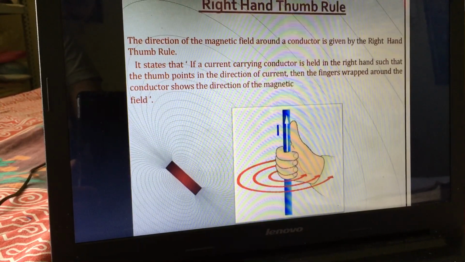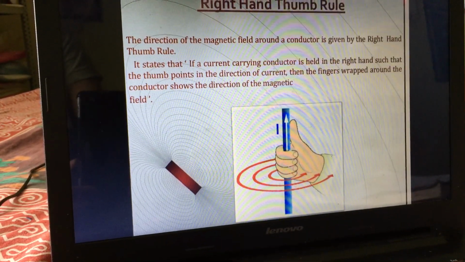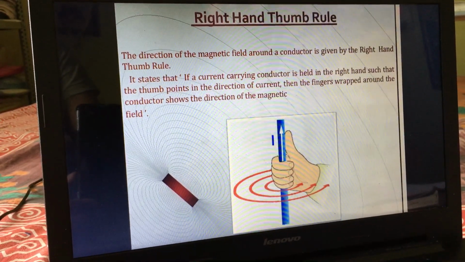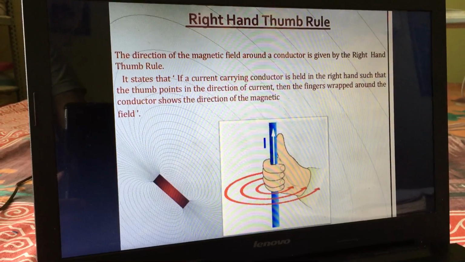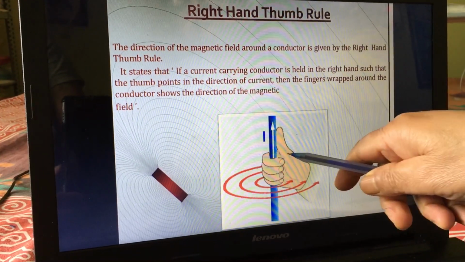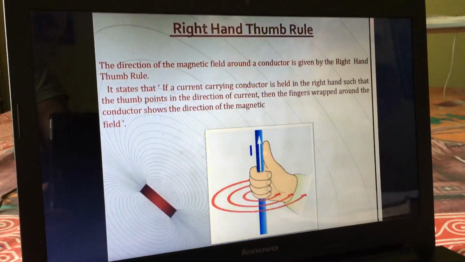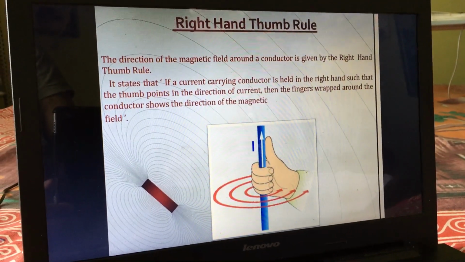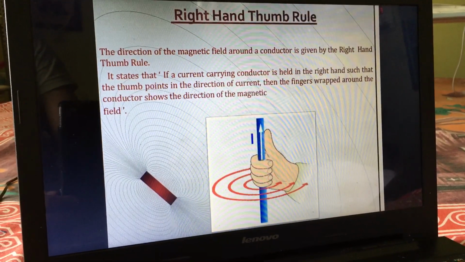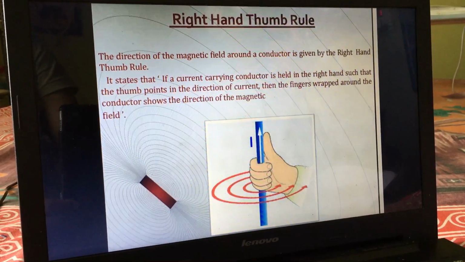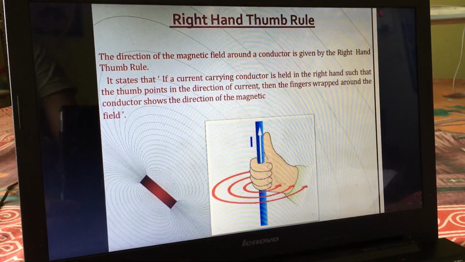Am I clear, children? When the current is passing through the straight conductor and we hold the conductor with our right hand, that's why it is called the right hand thumb rule. So the thumb indicates the direction of current, and these four bent fingers will give the direction of what? Magnetic field. So by that we come to know the direction of electric current and the direction of magnetic field when a current is passed through a straight conductor, and it is given with the help of the right hand thumb rule.